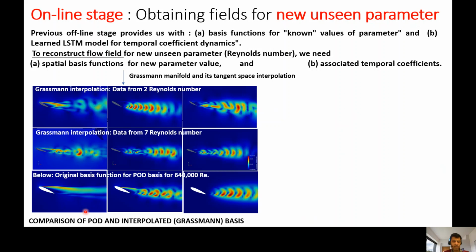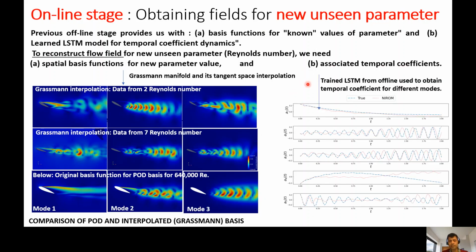And this could be attributed to the change in Reynolds number, where the flow fields, or spatial basis, are changing quite a lot. And so the interpolation is giving lots of similarities, but also some differences. And regarding the associated temporal coefficients with these basis modes, we use, as said, the trained LSTM model.